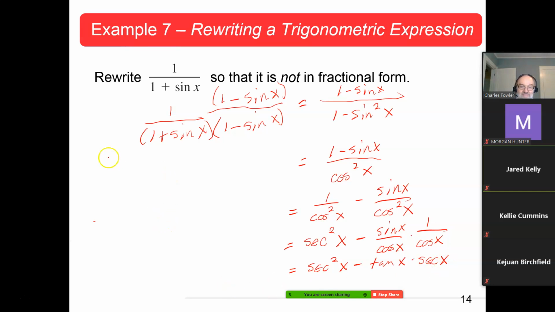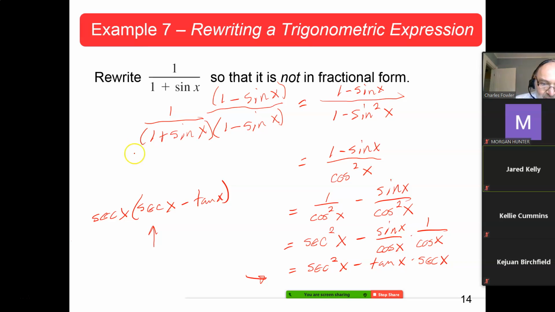Now, what you might do, you don't have to, but you could factor out a secant x times secant x minus tangent x. That doesn't really help you any, but you could do it. Okay, so either one of these, this form or this form, is not in a fractional form. Done. Now, is that the only answer? Probably not, but let's see what they got.